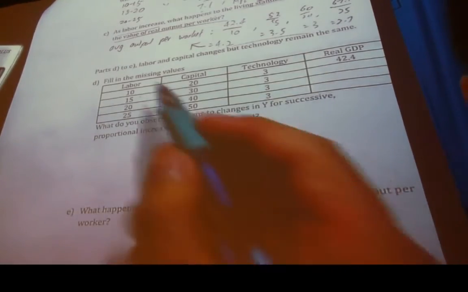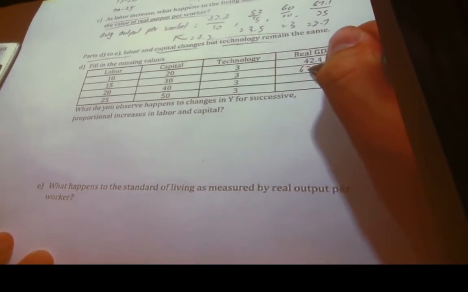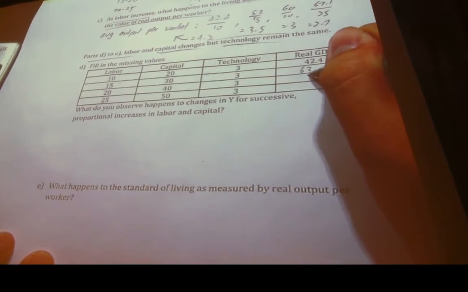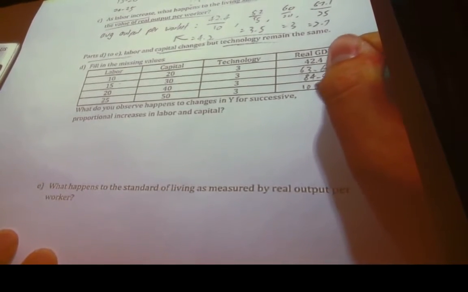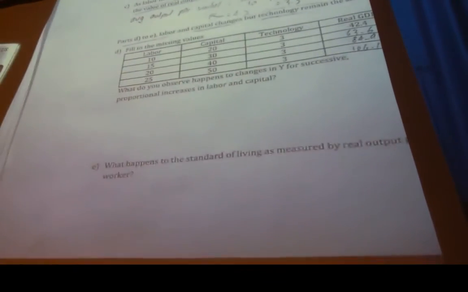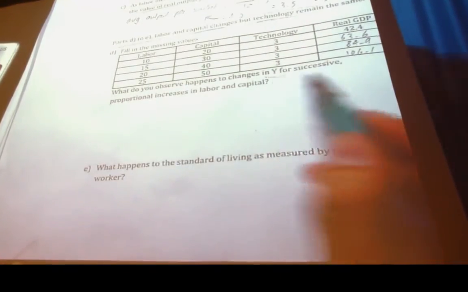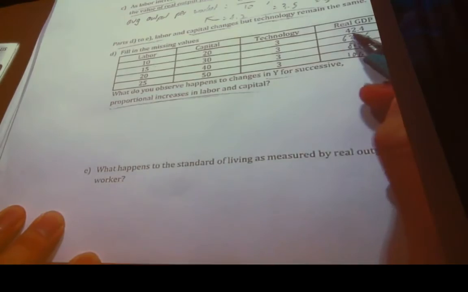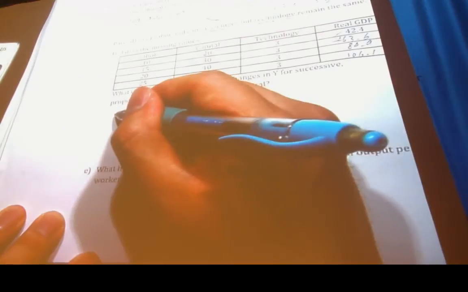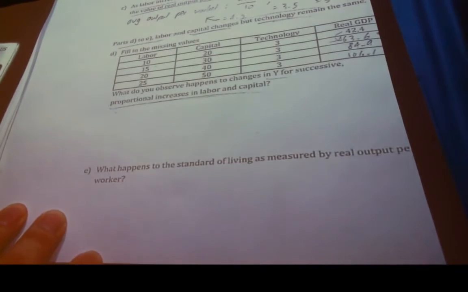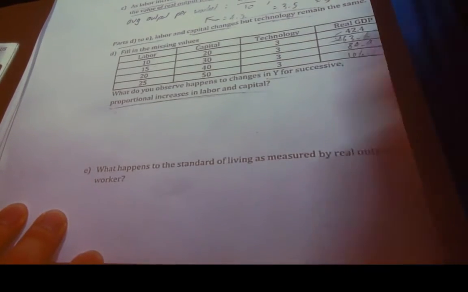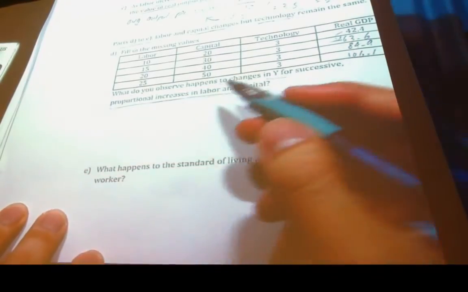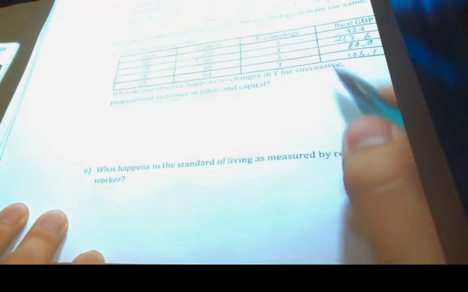So what about part D? When labor and capital change but technology remains the same. So for this one you just sub into the equation, you get 63.6, 84.9, and 106.1. So what happens to change in Y for successive proportionate increase in labor and capital? So as you can see, output increases by 50%, right? From 42.4 times 50%, it becomes 63.6, right? But then the same thing happens for labor and capital. It also increased by 50%.